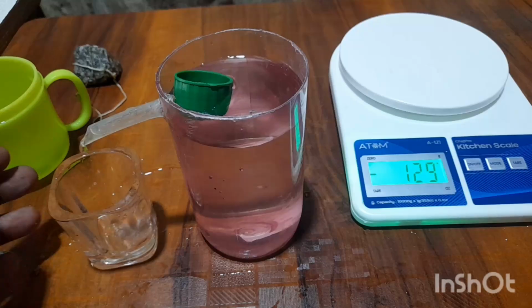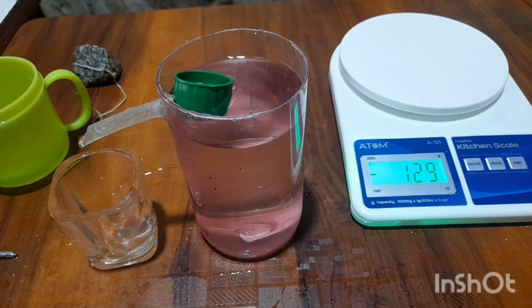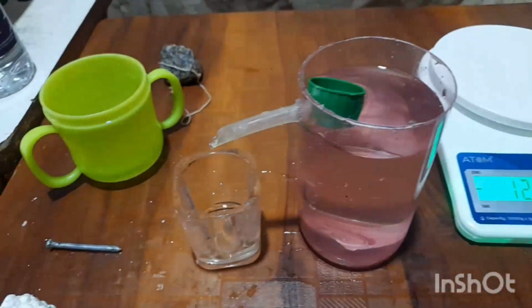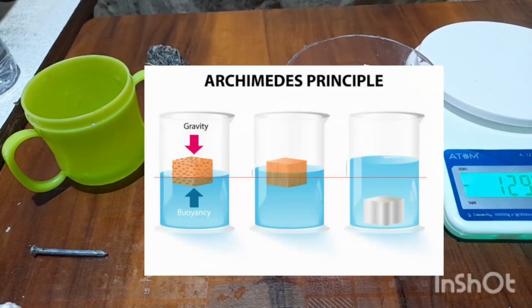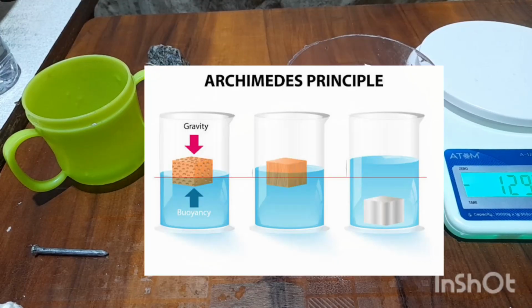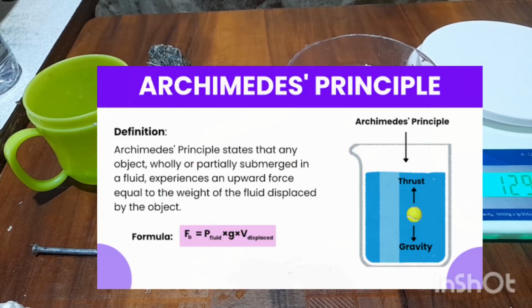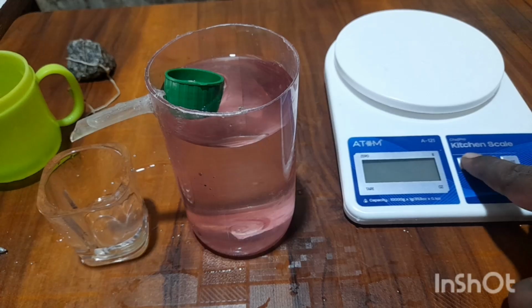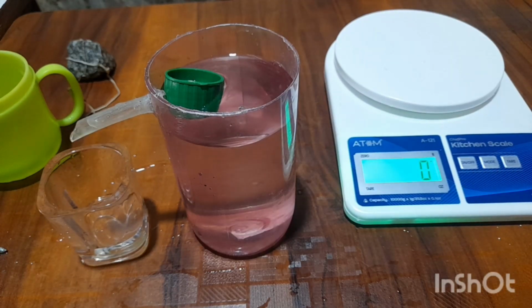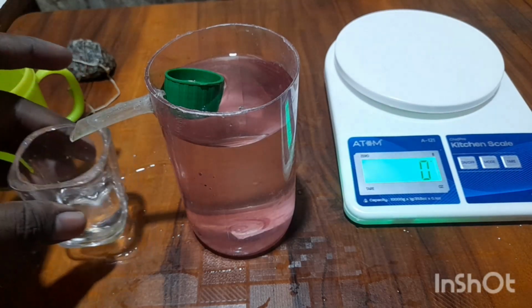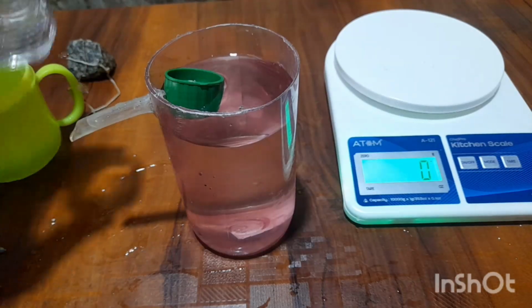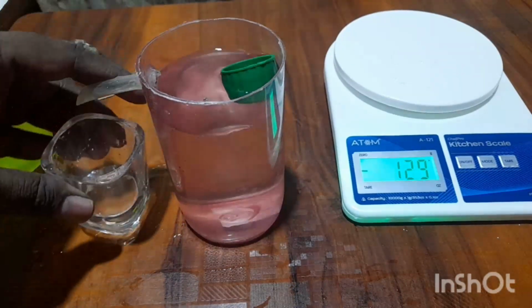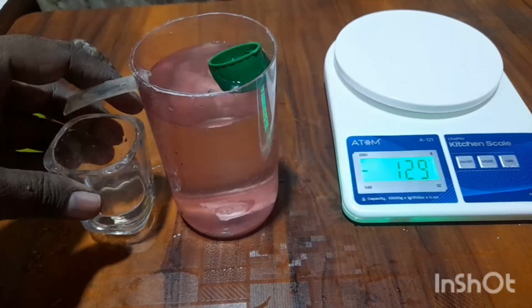Notice that there is a rise in the water in the overflowing vessel, and this water is collected through the container which we kept under the vent of the overflowing vessel. As per Archimedes principle, we are going to measure the buoyant force. The buoyant force is equal to the weight of the fluid displaced by the object. To measure the buoyant force acting on the cap, we are going to measure the weight of the liquid displaced by the cap. Now you can see.